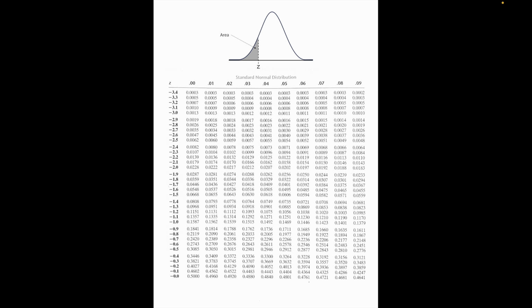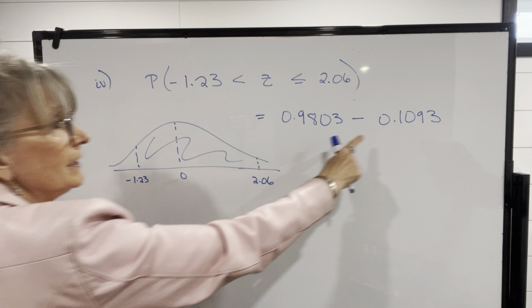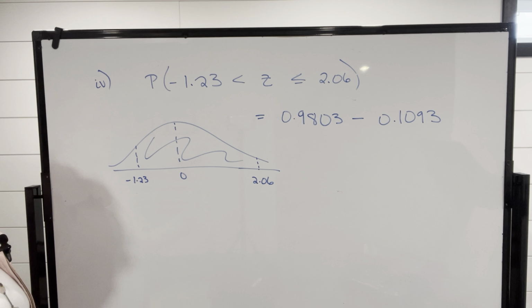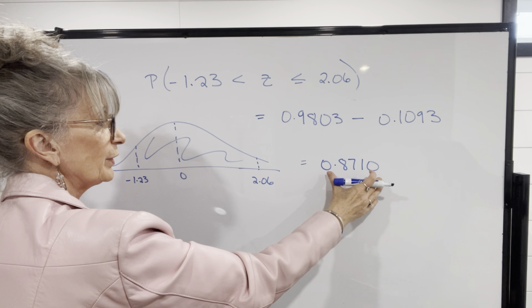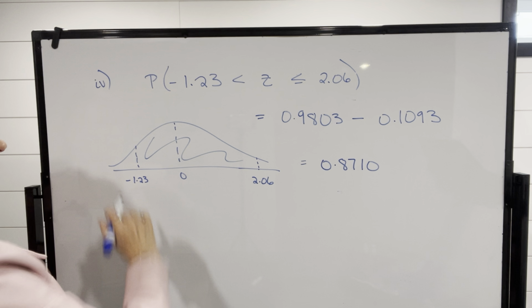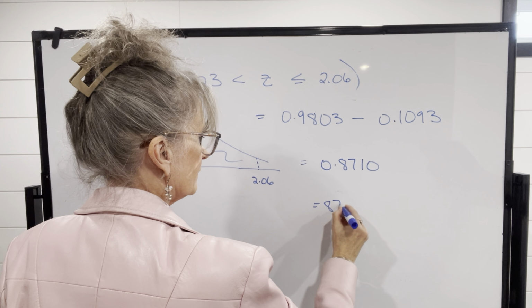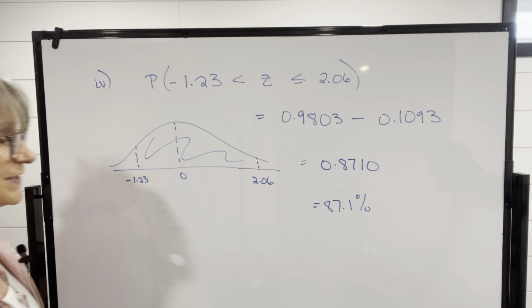Let's find the z-score, negative 1.23. Notice that we're using the table that has the negative z-scores on it. First of all, find negative 1.2. Then find the column for 0.03. The intersection of those two lines will be the area that we need. This area is 0.1093, so now let's subtract. Our area is 0.8710, therefore that's our probability. And as a percent, it's 87.1%.